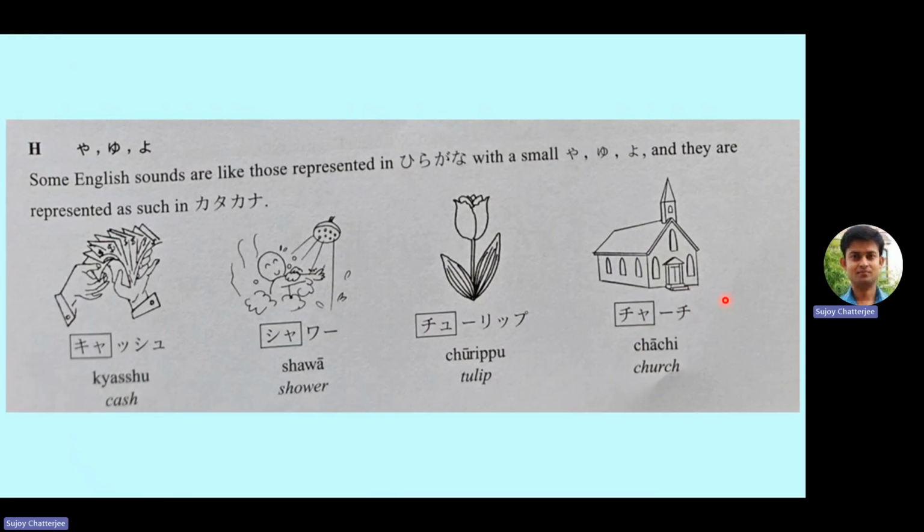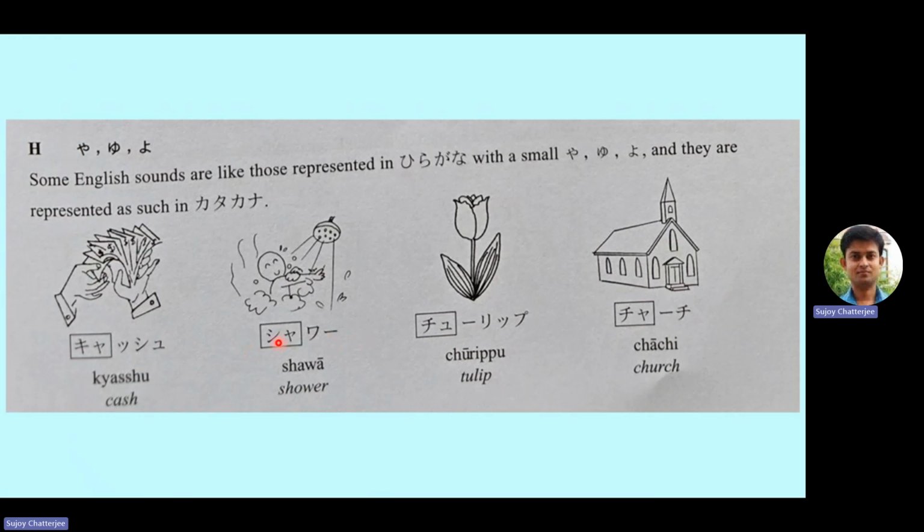Next is ya, yu, yo. How to handle ya, yu, yo. Some English words are represented in hiragana with a small ya, yu, yo, and they are represented as such in katakana as well. For example, cash. It will be kyasshu. Shower, shawaa.